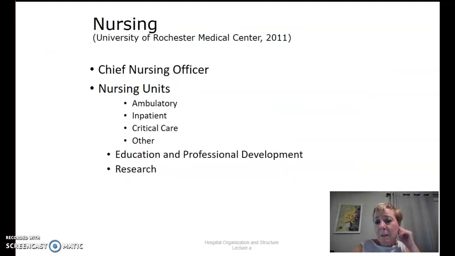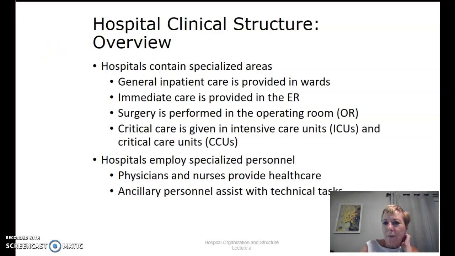So every hospital has a nursing staff. They usually have a chief nursing officer or a director of nursing. And then they usually have nursing units. So you might have nurses that are just assigned to the ambulatory care or outpatient. You have nurses who provide inpatient or maybe only ICU care or critical care. Usually a nurse can specialize in those areas. Nursing units, then hospitals also have to provide education, professional development, and research.